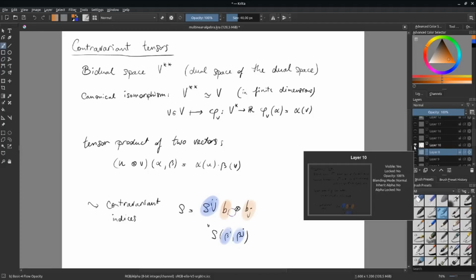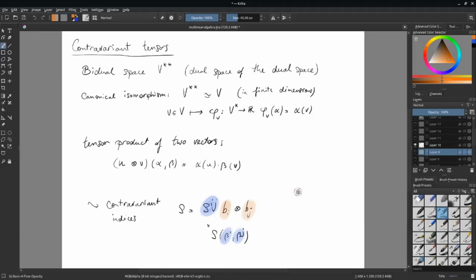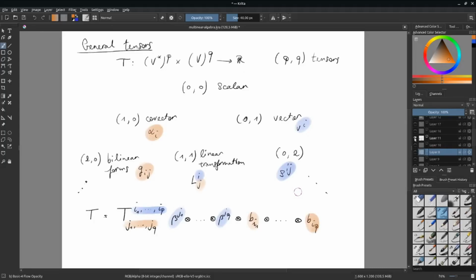But note that here it's always by isomorphism. So whenever we're working with tensors, there's always this sense of things being equal up to some isomorphism, and it usually makes things a little bit easier. So okay, we've seen K-forms, we've seen contravariant tensors. Let's now talk about arbitrary tensors.